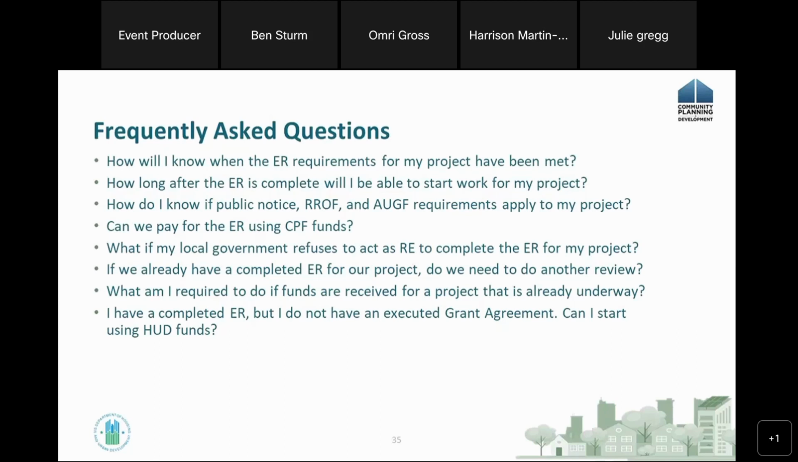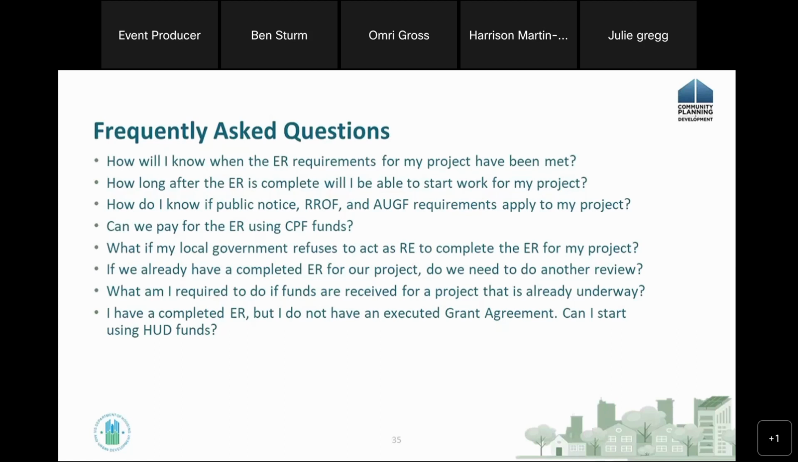All right, the next question is, how long after the environmental review is complete will I be able to start work for my project? Now, once the environmental review is complete and signed or approved as necessary, and a copy of the environmental review signature page or the authorization to use grant funds if necessary has been provided to the grant officer, grantees can start work. But again, grantees must also ensure that any necessary mitigation is implemented as prescribed in the environmental review.